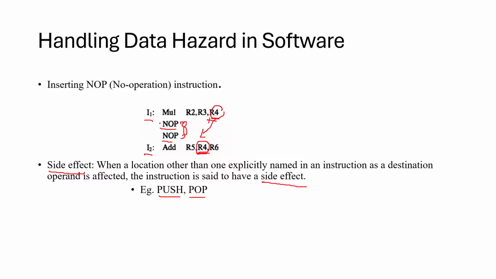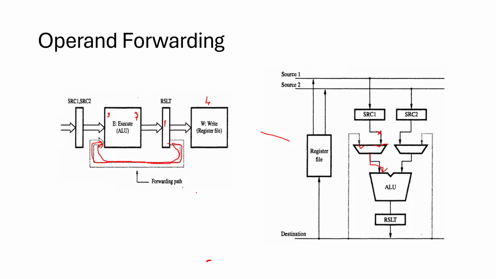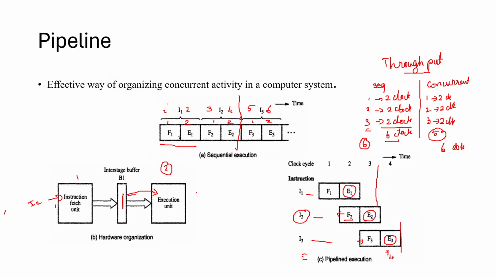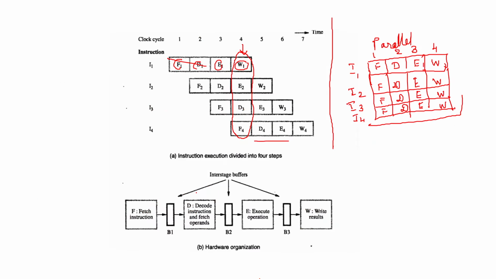Okay, so that's all about data hazard. Before getting to hazards, you should know what a pipeline is, what sequential execution is, what concurrent execution is, and what parallel execution is. Okay, thank you.